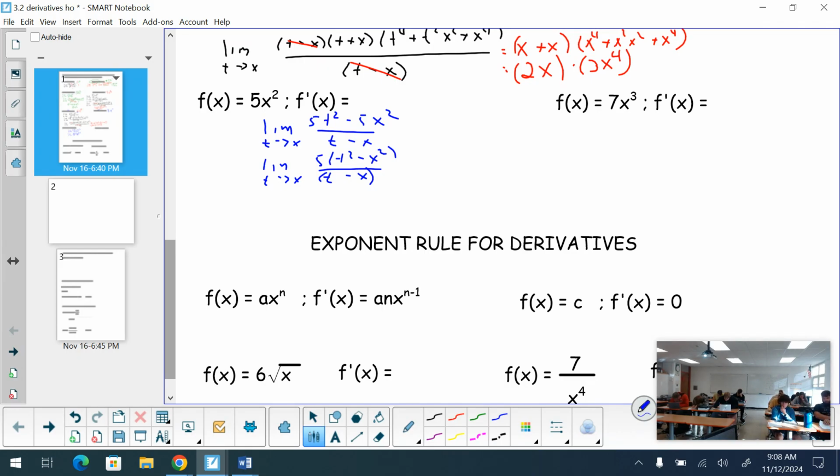My t squared minus x squared, that cancels out. So we have the limit as t is approaching x of 5 times (t minus x)(t plus x) over (t minus x). Once again, the t minus x's cancel. And we can substitute our x in for t. So we have 5 times (x plus x), and the key thing to look at here is I still have the x plus x, which gives me 2x.